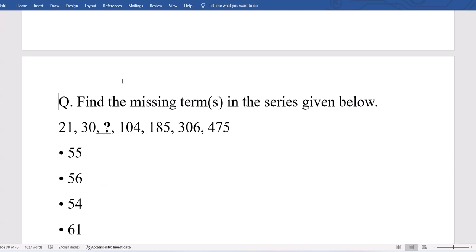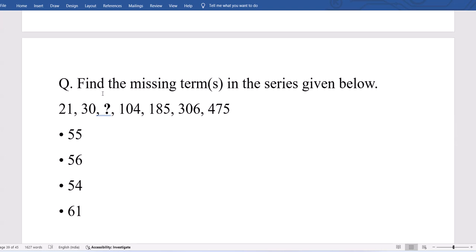Series. You need to prepare seriously. In any competitive exam, series is common. It may be a number series or a letter series. Here, I am giving a number series. What approach do you people have? Let me know what's the answer.